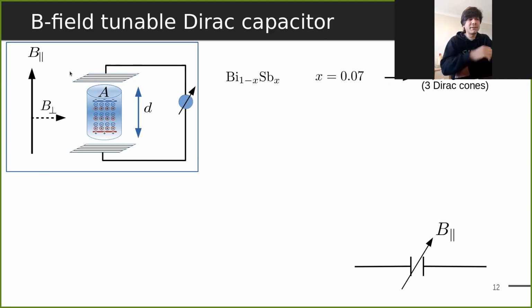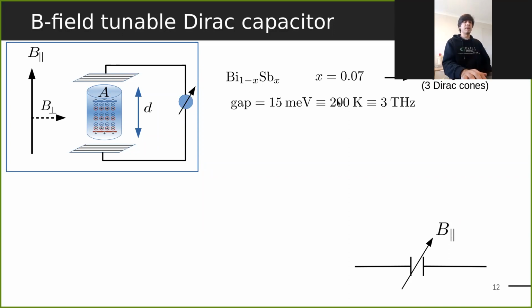To be specific, I'll take this material, the bismuth antimony alloy. Well, bismuth, you can say, is already a Dirac material, but it's a semi-metal, so it makes a really poor capacitor. Instead, we dope it with antimony and it becomes a topological insulator. It's a known fact: at 4%, the gap closes, and when you operate at a substitution ratio of 7%, you get a topological insulator with 3 Dirac cones. The gap of this material is about 15 milli-electron volts, so you shouldn't operate near these temperature and terahertz regions where the insulator breaks down.